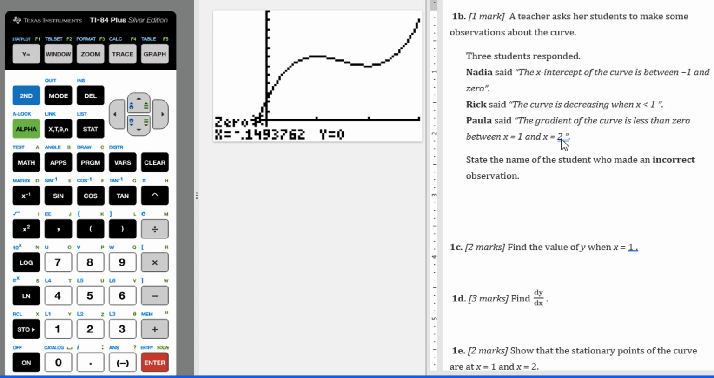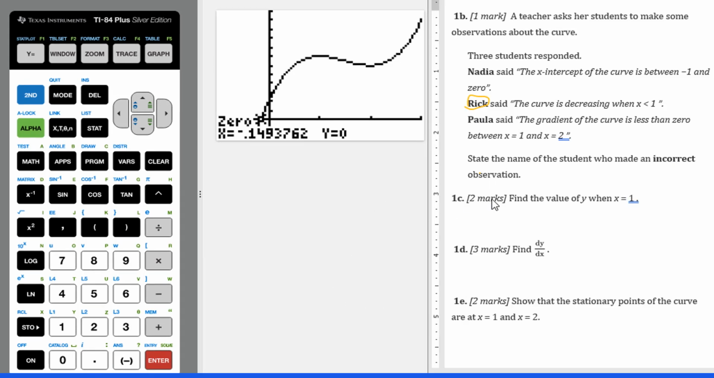Paula said the gradient of the curve is less than 0 between x equals 1 and x equals 2. See, this is x equal to 1, here's x equal to 2. You could see the graph is decreasing, which means the first derivative is negative. The gradient is less than 0. This is true. Therefore, only Rick made an incorrect observation.